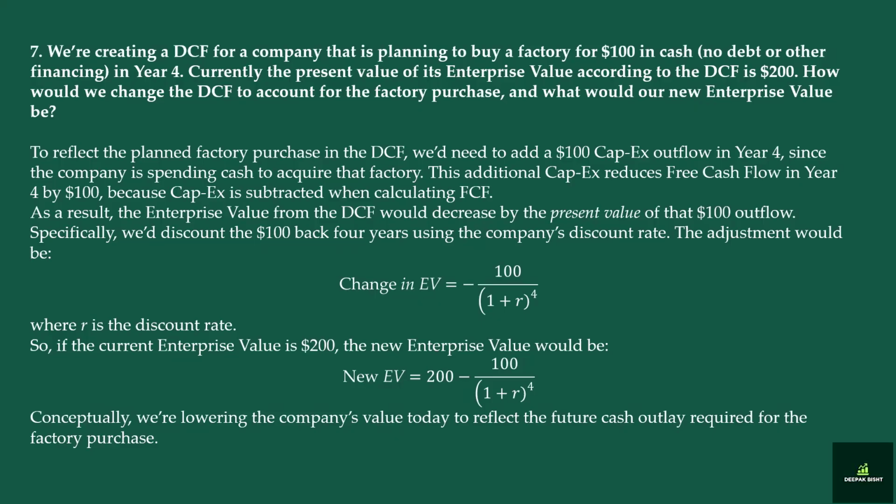So, to incorporate the factory purchase into the DCF, we need to account for the $100 cash outflow in year 4 as an additional capital expenditure. And since free cash flow is calculated as, let me just show you. So what does a free cash flow look like? This is the free cash flow.